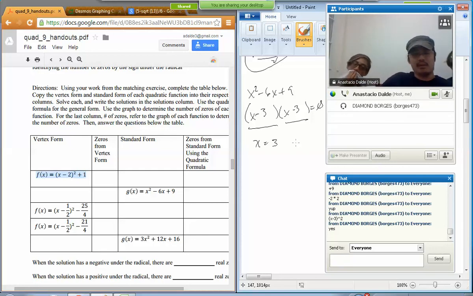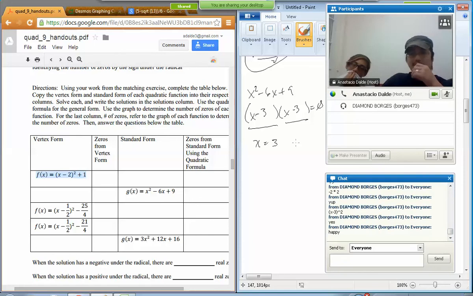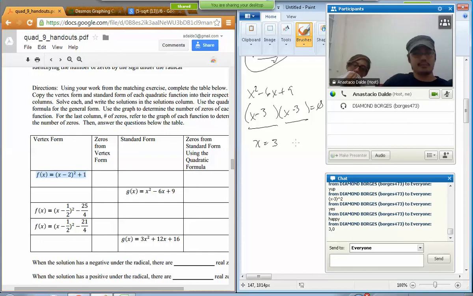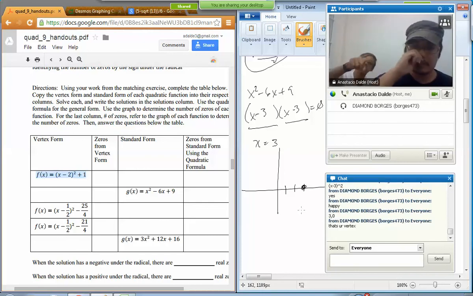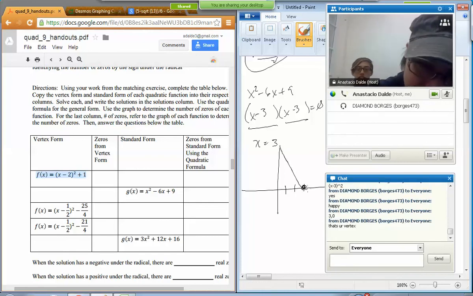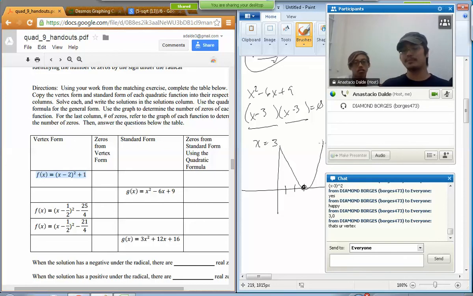How do you think that graph's going to look? Is it happy or sad? Where's the x-intercept? At 3. But there's only one x-intercept. What's the deal with that? Ah, the vertex touches right there. So it's a parabola that just kind of kisses the x-axis. We cool?